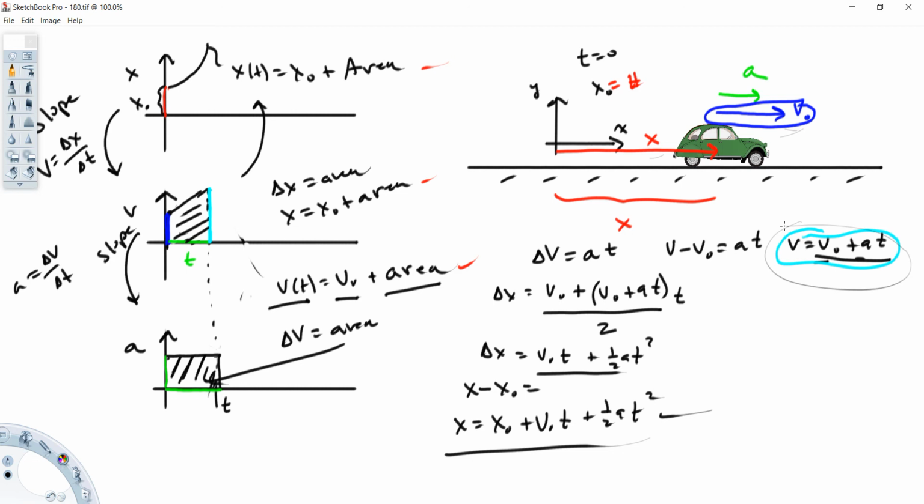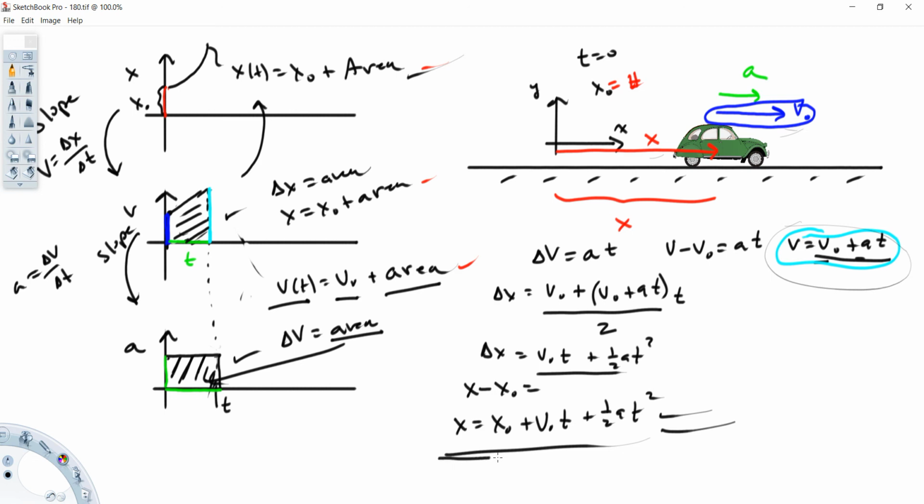The important thing here, the basis of the derivation going from acceleration to velocity to position, is that your change in v is equal to the area under that acceleration curve. And your change in x is equal to the area under that velocity curve. That's the fact that allows us to take an acceleration and find from it a velocity function, and then a position function.